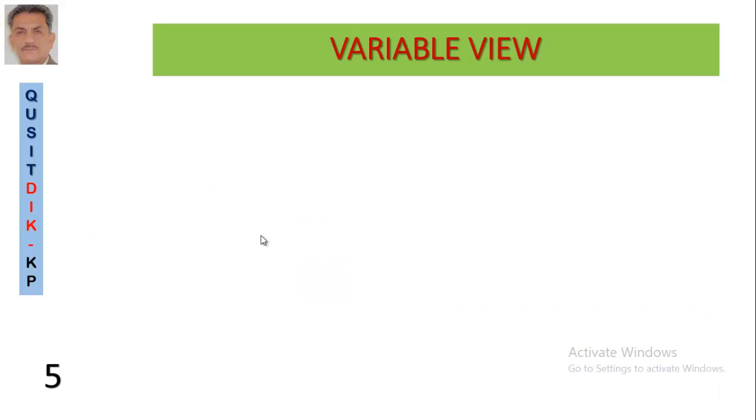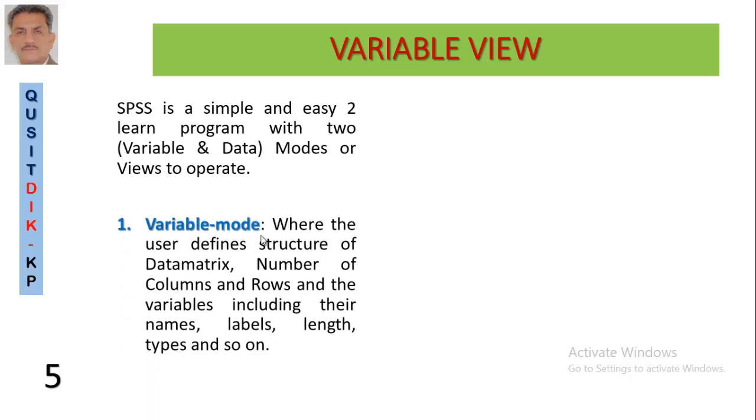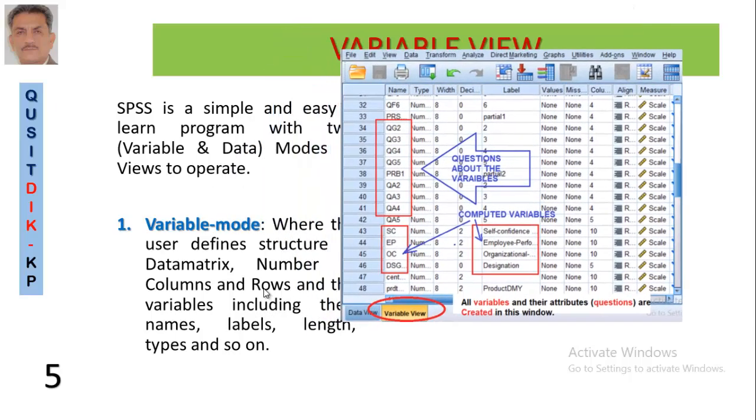SPSS works in 2 modes or views, variable view and data view. First is the variable view. SPSS is a simple and easy to learn program with 2 variable and data modes or views to operate. In variable mode, the user defines the structure of the data matrix, the number of columns and rows, and the variables including their names, labels, length and type.